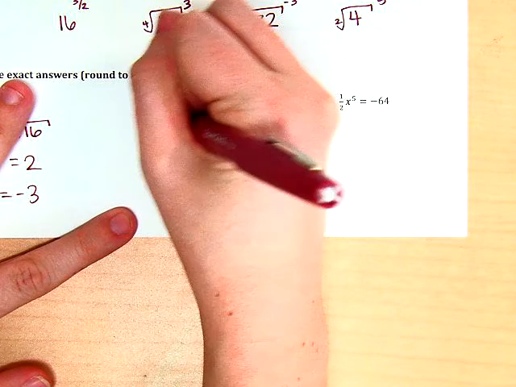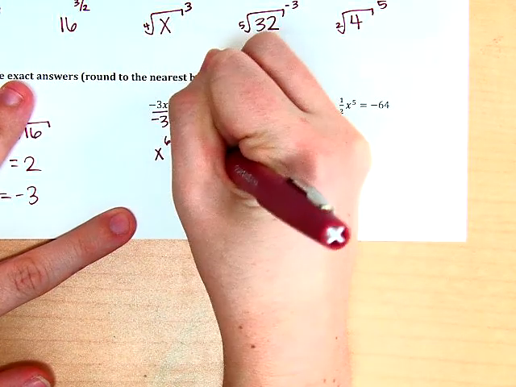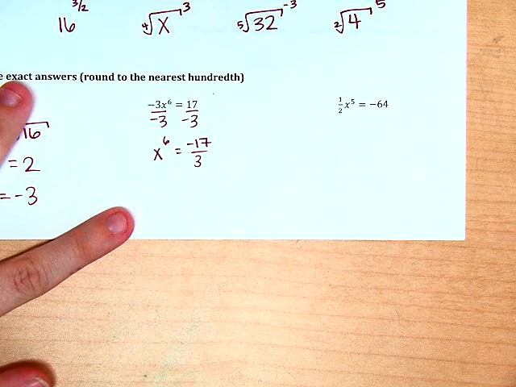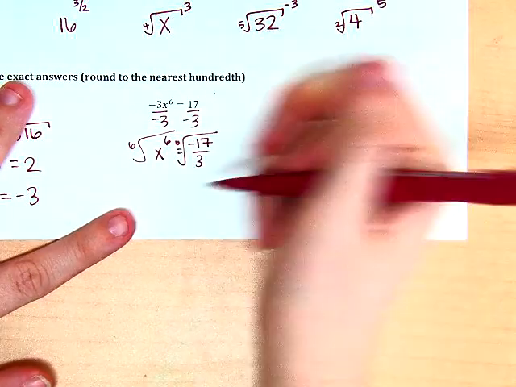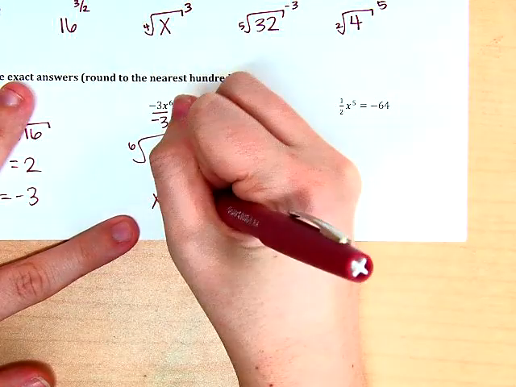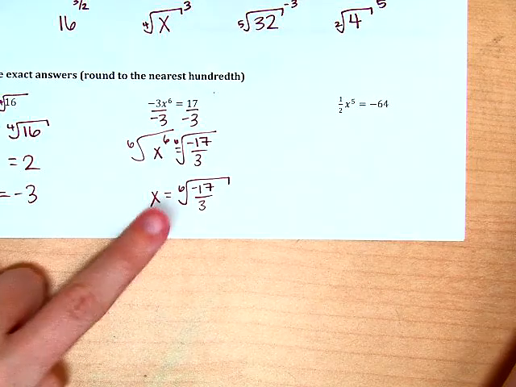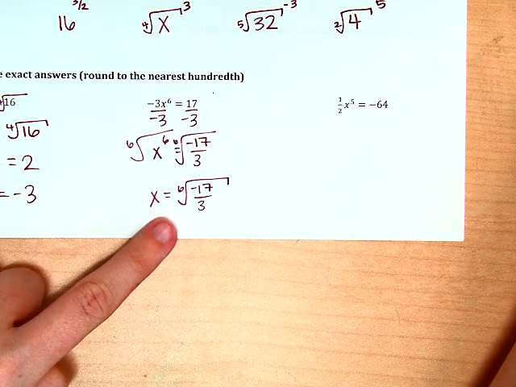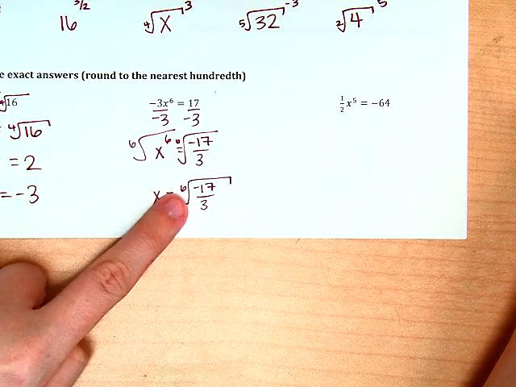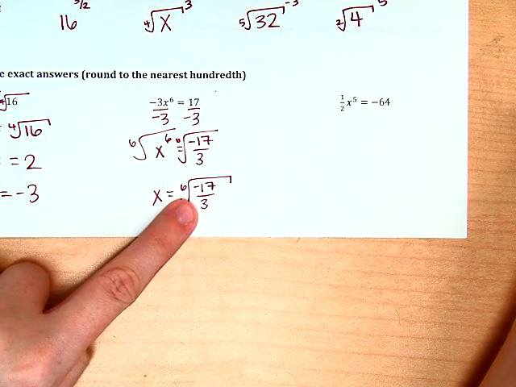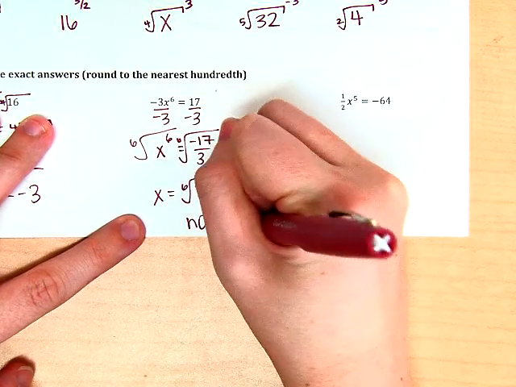Next one, I'm going to divide by negative 3 first. And then to get rid of the 6th power, I'm going to 6th root that thing. So x equals the 6th root of negative 17 over 3. And if you try and plug that into your calculator, you're going to get an error. Anytime I have an even number, like a squared, a fourth, a sixth, I can't do that to a negative. That's how we got our imaginary number system. So this is a no solution.